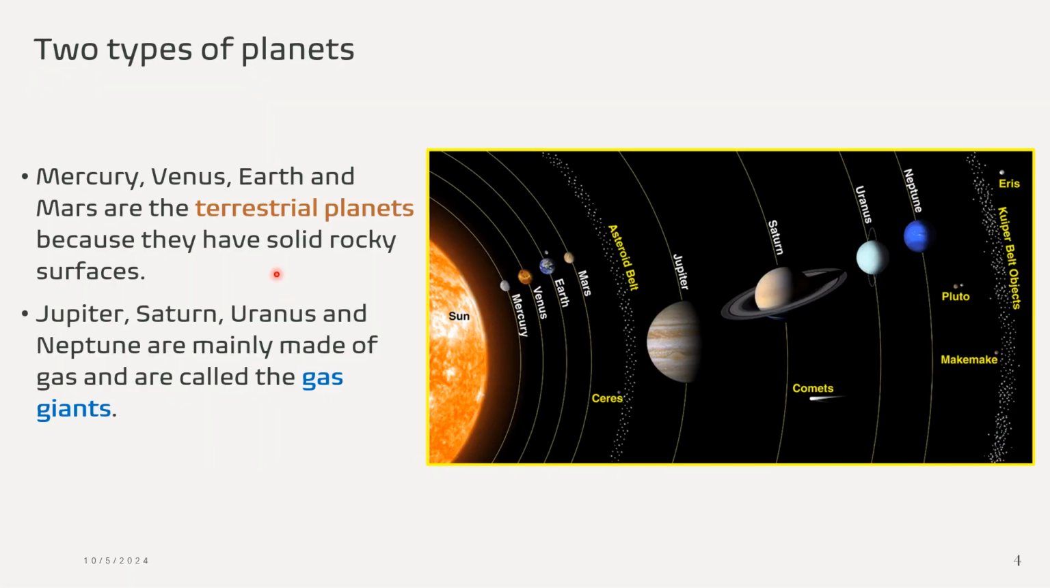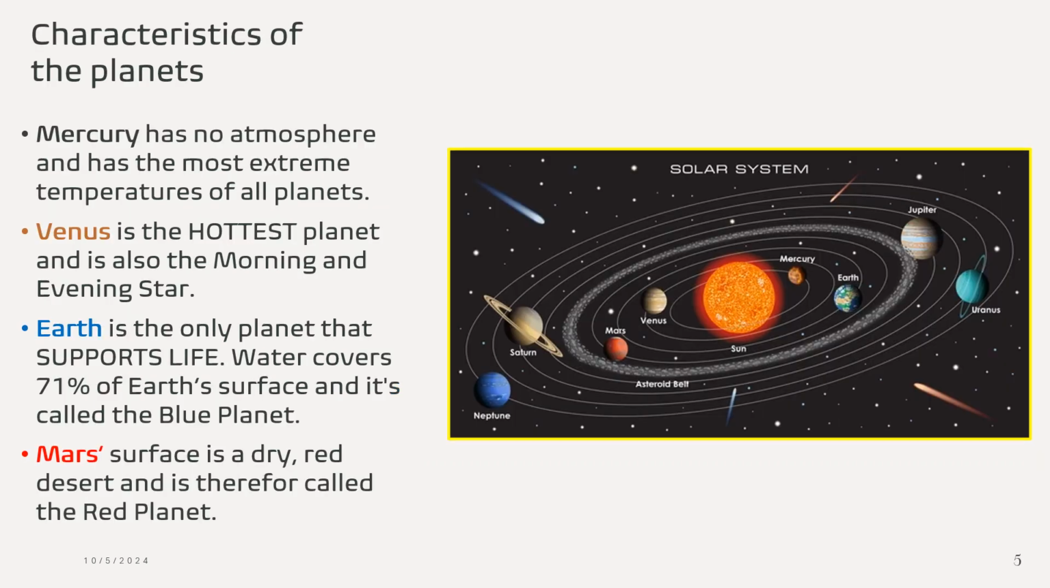Then there are mainly 2 types of planets: terrestrial planets and gas giants. The first 4 planets, which are closer to the sun and much smaller, they have solid rocky surfaces, and that is why we call them terrestrial planets. And then the last 4, from Jupiter to Neptune, they are called the gas giants because they mainly consist of gas. So remember that: terrestrial planets and then the gas giants.